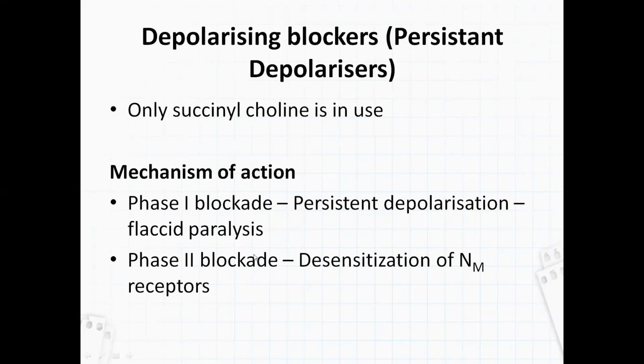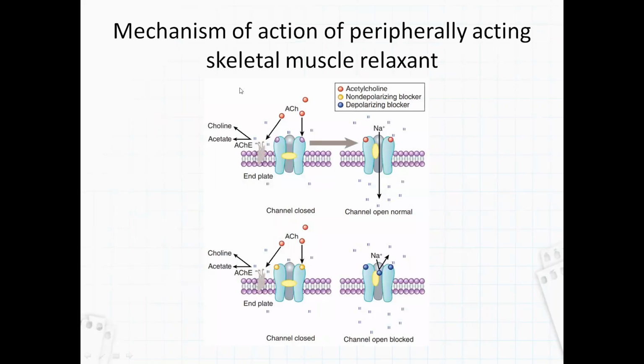But when this phase 2 blockade happens, there is desensitization of the neuromuscular receptors. So these nicotinic receptors get desensitized because of the continuous stimulation. And later, the sodium gate, I will show you in the diagram. Here, both non-depolarizing and depolarizing blockers are being shown in this diagram.